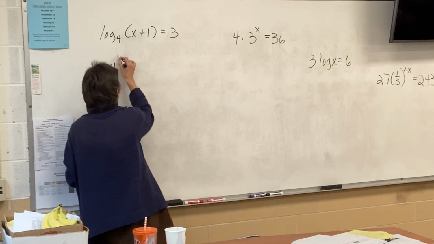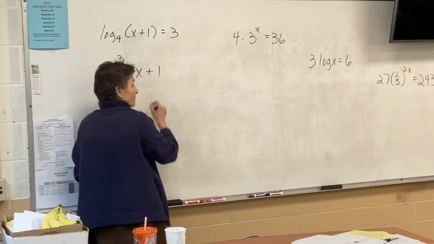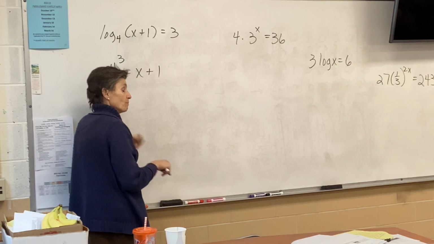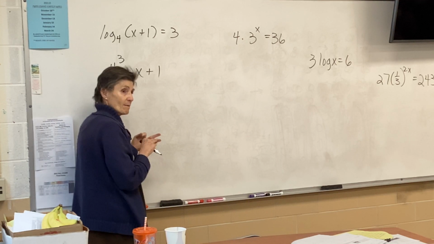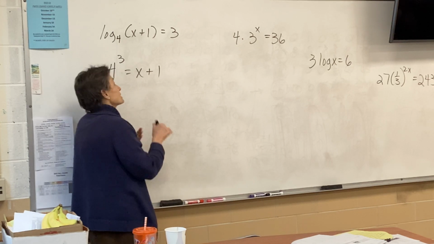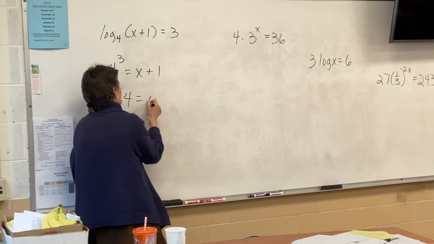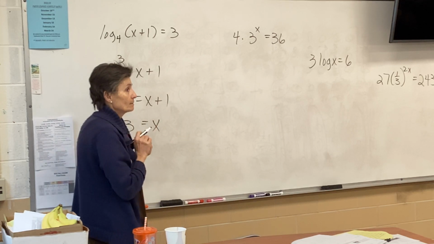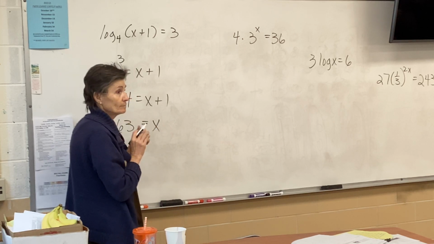So 4 to the 3rd equals x plus 1. 4 to the 3rd means 4 times 4 times 4. You might have that memorized because we use it a lot, but if you don't, you can figure it out. 64. So it looks like the answer is 63. Subtract 1.